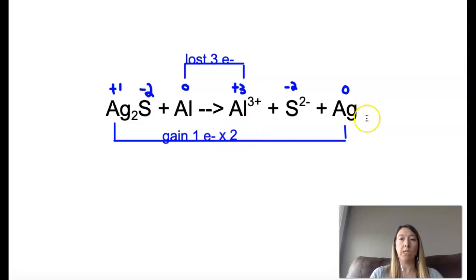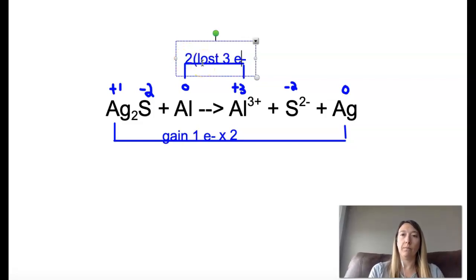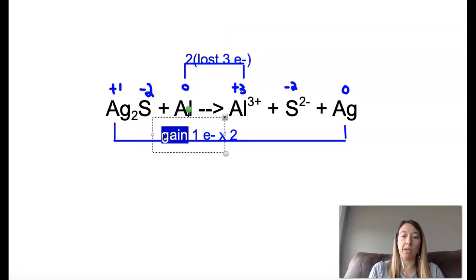Okay, it doesn't matter that this one doesn't have a subscript. The fact that this one does, I have to account for it. Okay, we look at aluminum, no subscript, no subscript. We don't need to multiply by anything. So next step is going to be to make the gain and loss the same. So we lost 3. The gain is 1 times 2, or 2 electrons. So if we lost 3 and gained 2, our lowest common multiple is going to be 6. So for our loss, we're going to have to multiply this by 2. And for our gain, we are going to have to multiply this by 3.